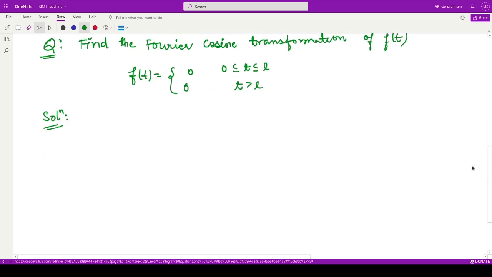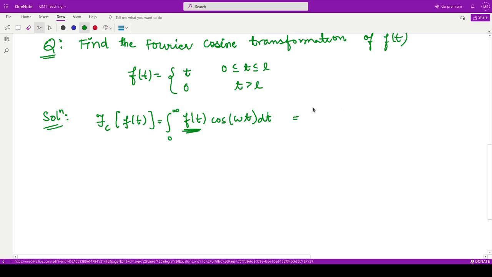For the Fourier cosine transform, we know the formula. The Fourier cosine transform of the function f of t is defined as integration from 0 to infinity of f of t cos omega t dt. We have to solve this integration, so for that we will substitute the values of f of t. What is the value of f of t? I am sorry, here it should be t. It is given to be t in the question. So in the interval from 0 to L, the value is t. For t greater than L, it is 0. And we have our interval from 0 to infinity.